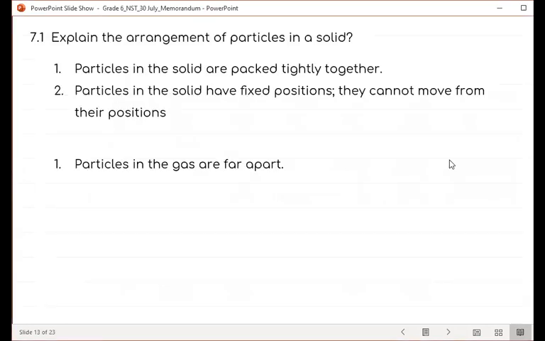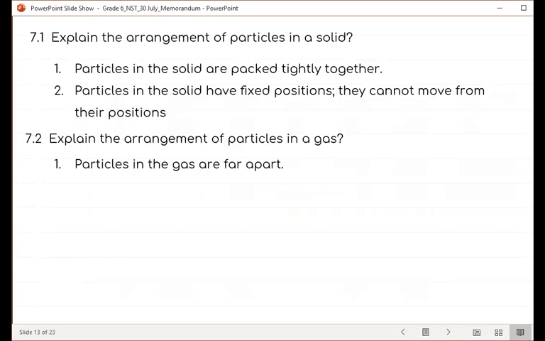There we go. And then we have 7.2, and unfortunately I already gave you the first one. Explain the arrangement of particles in a gas. Who haven't I heard from? Duvo? Ma'am, the particles in a gas flow and completely fill their container. Okay, so the particles in the gas flow and they completely fill up the container. All right, beautiful. Thank you very much for that, Duvo.